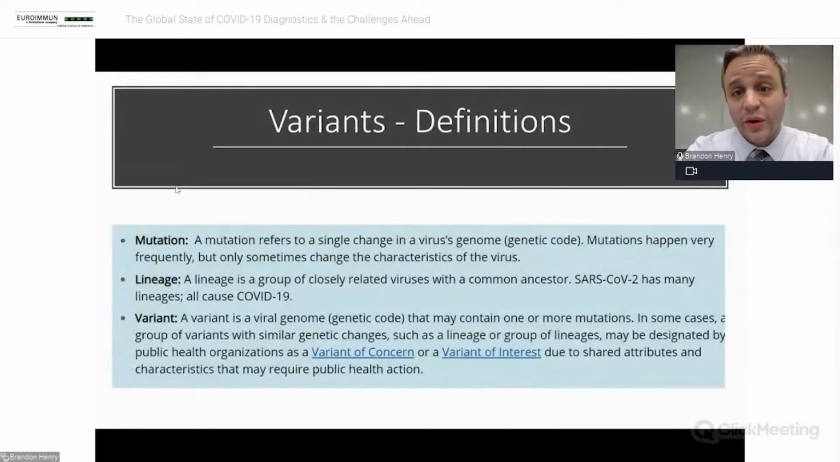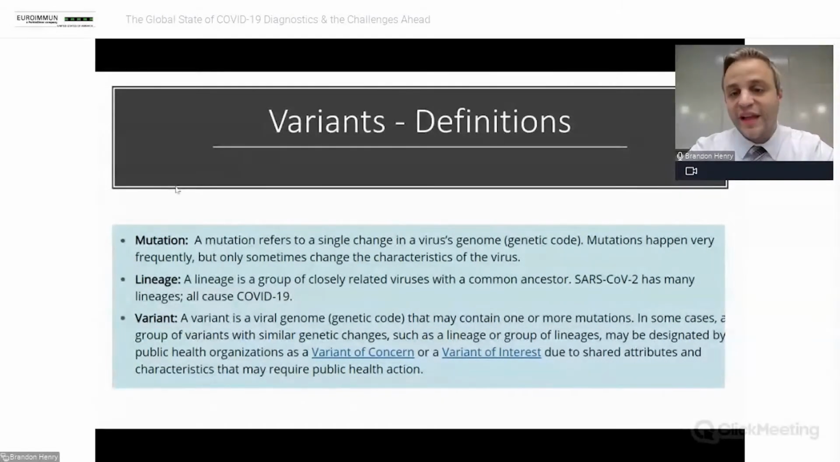So let's talk now about variants. Now that we have the virus defined, we know the parts of the virus. What's a variant? So we're going to use some definitions here from the CDC. A mutation refers to a single change in a virus's genome. It happens very frequently, and only sometimes changes the characteristics of the virus. Most of the mutations that we see are harmless.